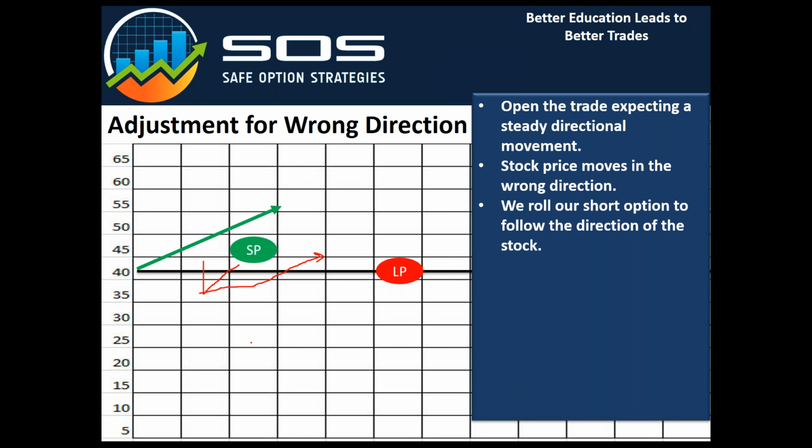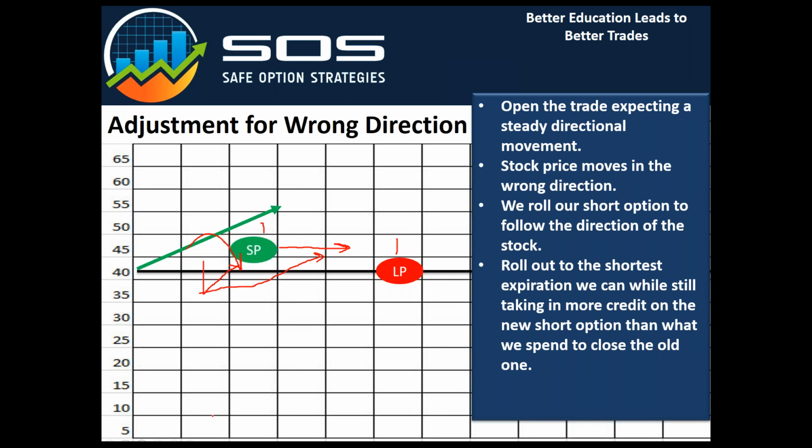The less distance you roll in time, the nearer term you remain with this short option, the more flexibility you have if things then reverse and are going the other direction. You take away some of that flexibility the closer you get in time to the expiration of your short option and your long option. So bear that in mind. Roll to the shortest expiration, the nearest term expiration we can, while still taking in more credit on the new short option than what we spent to close the old short option.